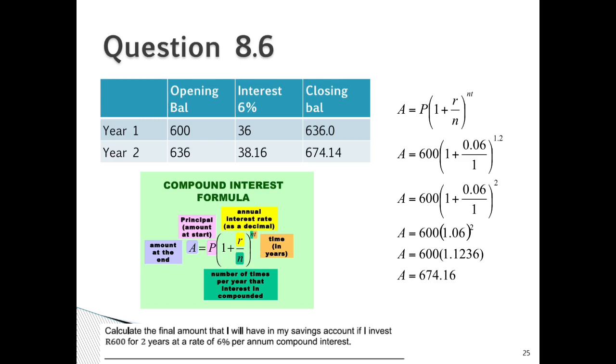A is equal to 600, in brackets 1 plus 0.06 over 1, close brackets, raised to the power 2. A is equal to 600 times 1.06 raised to the power 2. A is equal to 600 in brackets times 1.1236. So therefore A is equal to 674 Rand 16 cents.